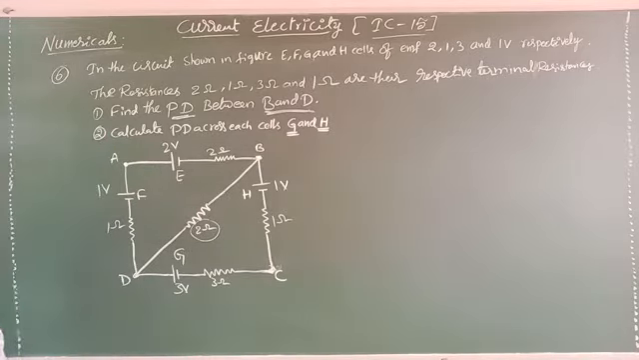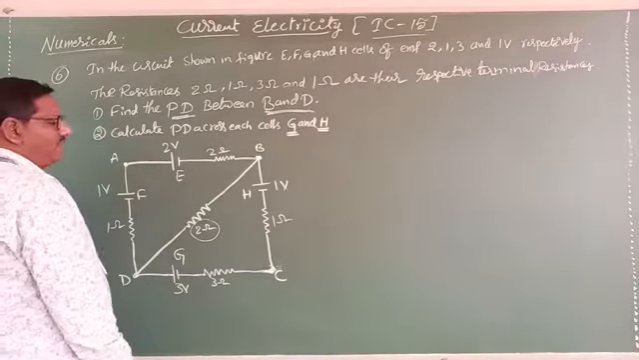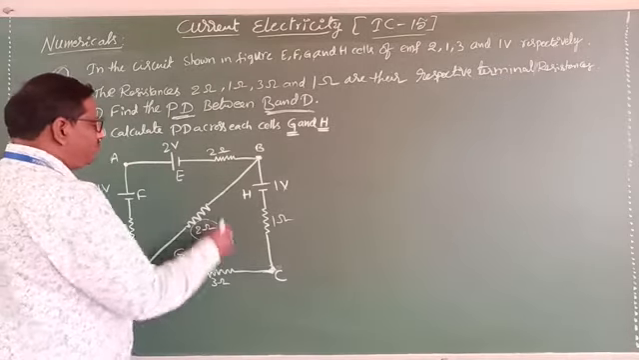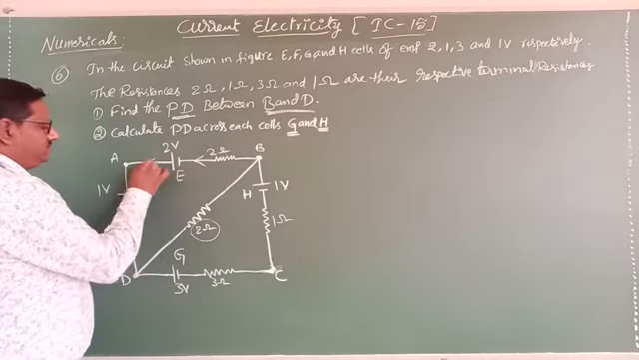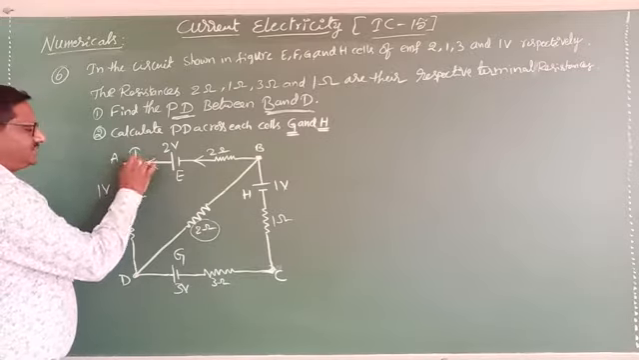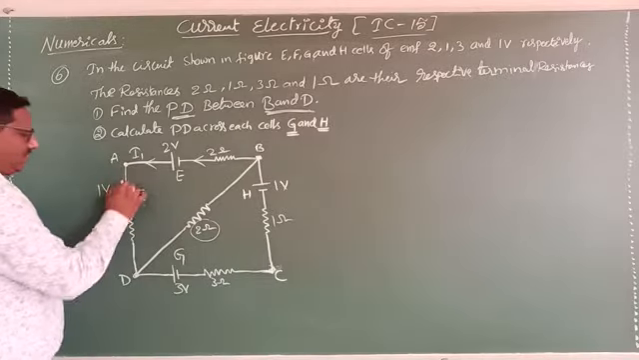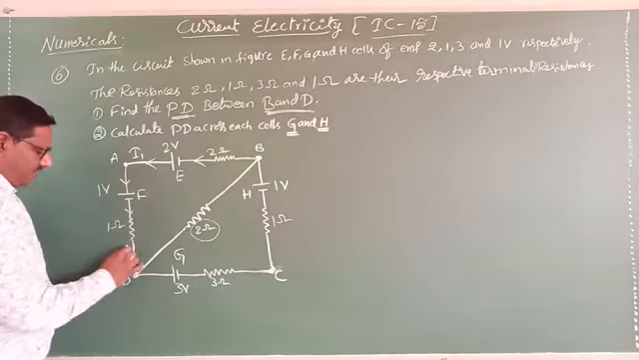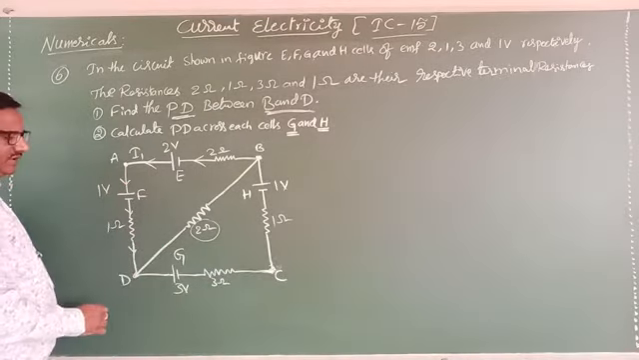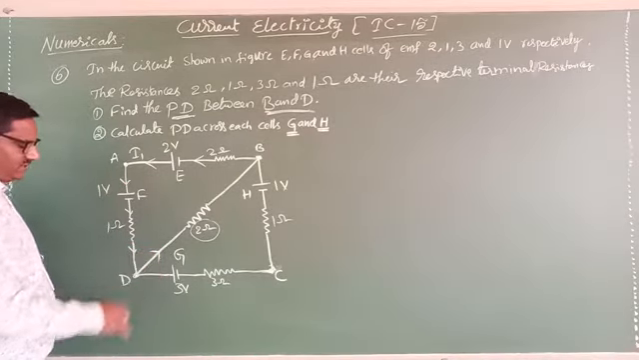How can you apply? See here. Now I want to take one current flow here. That is I1. What did I do? That is I1. Now this I1 will come along this circuit and, okay, it will come like this.